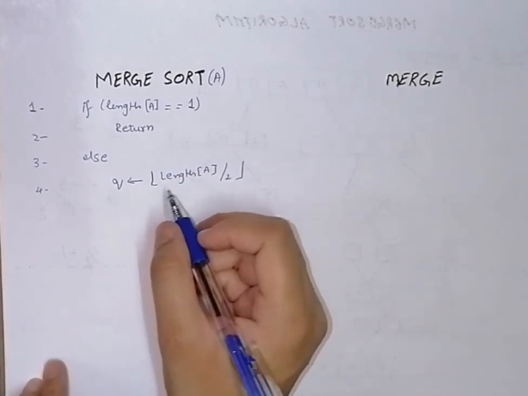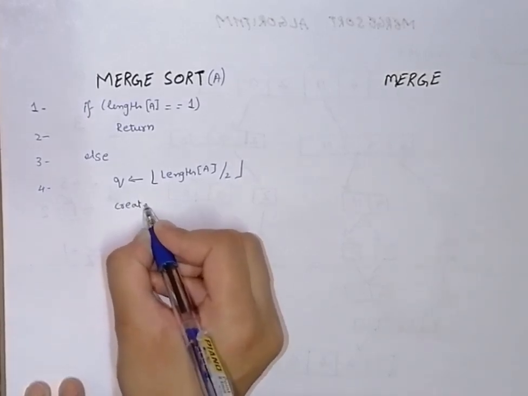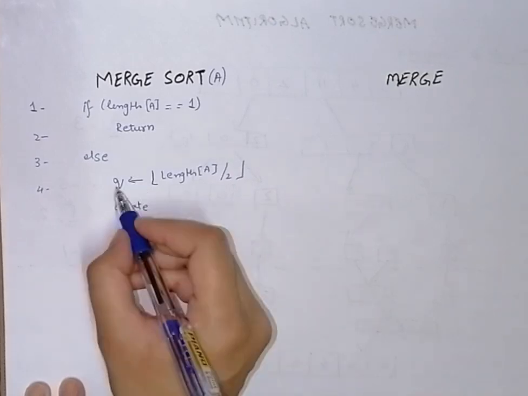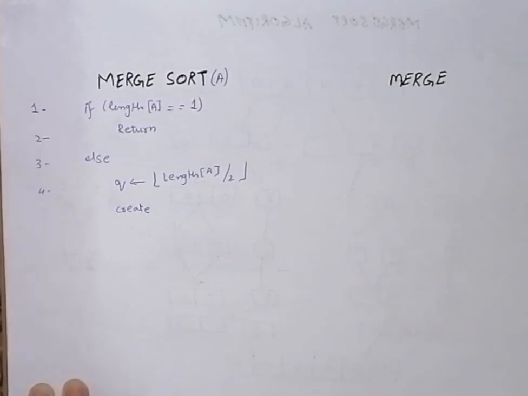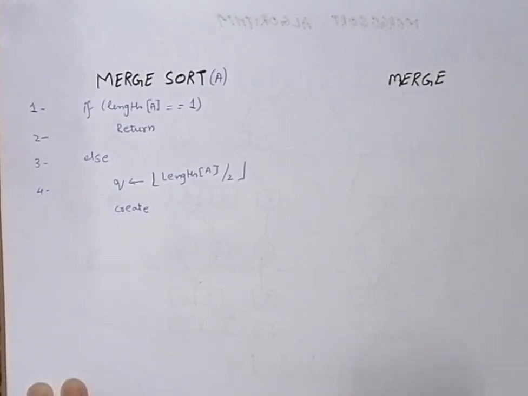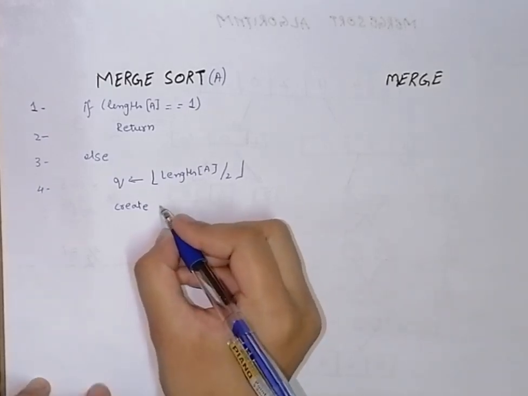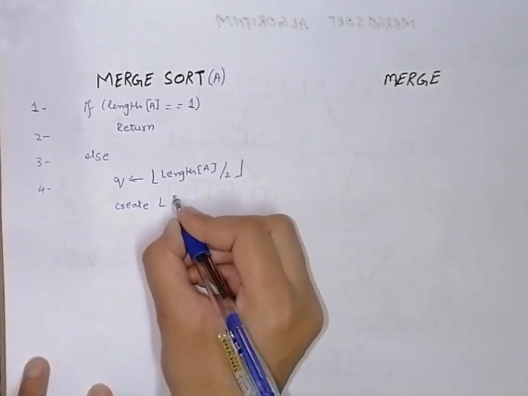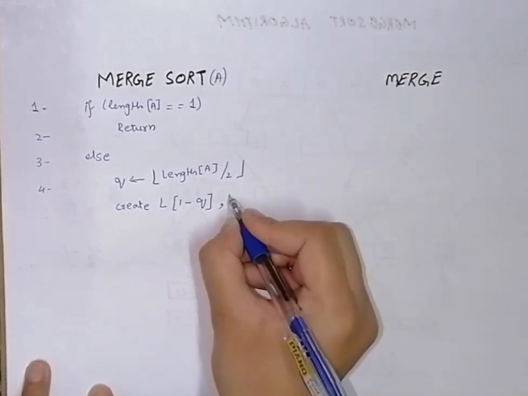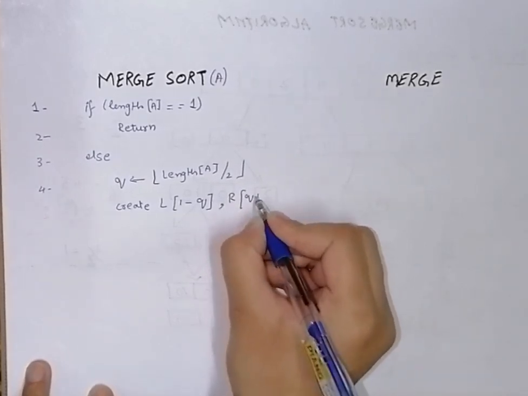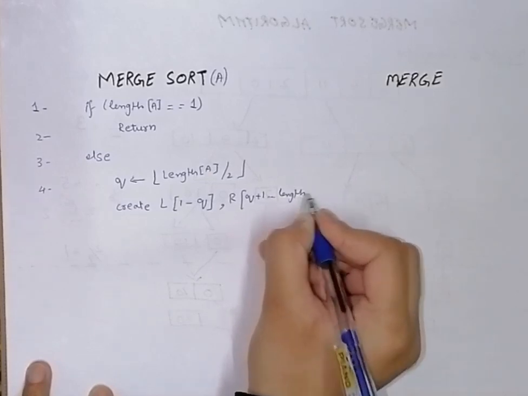Okay, next step is I need to create arrays. So I'll write it like this: create two arrays. This is my integer value, which specifies the size divided by 2, or the length of the array divided by 2. Now here I create two arrays. I'll name one as L, having size 1 to Q, and another array R, having size Q plus 1 to length of A.